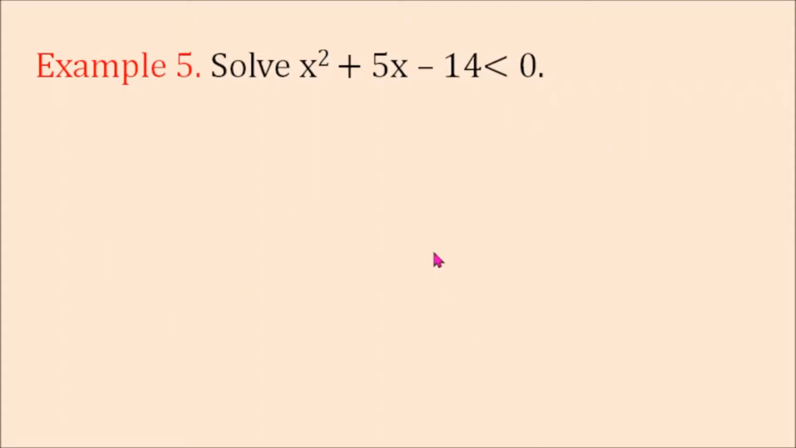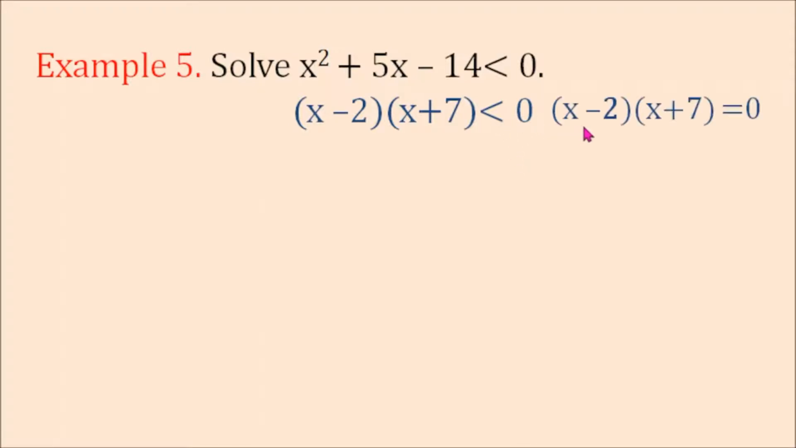Example number 5. Solve x squared plus 5x minus 14 is less than 0. Here, our trinomial is not a perfect square trinomial. Why? Because our last term here is not a perfect square. So we can write our trinomial in factored form. So the factors of x squared plus 5x minus 14 are the quantity x minus 2 times the quantity x plus 7. Now, we are going to change this inequality sign to an equal sign and solve for x.